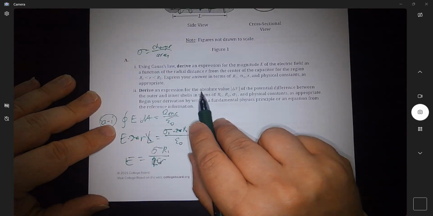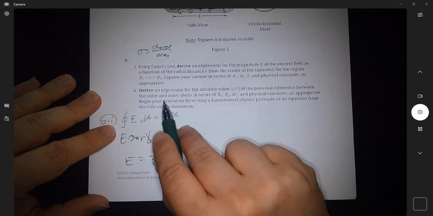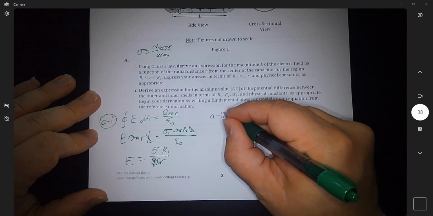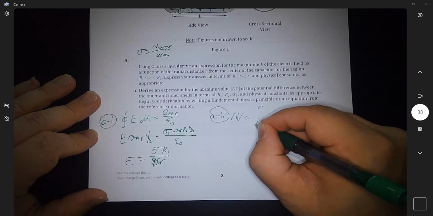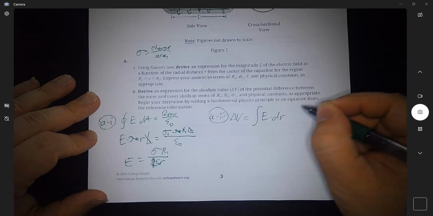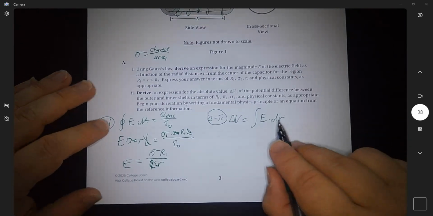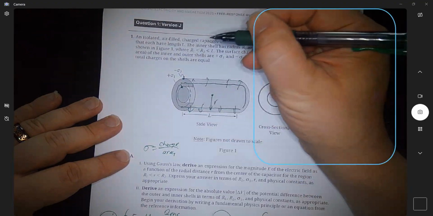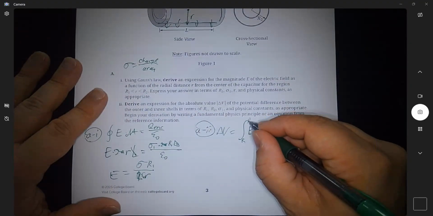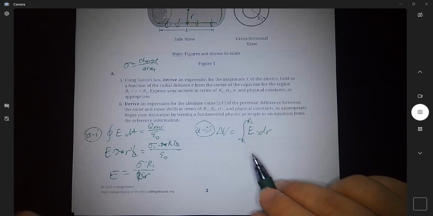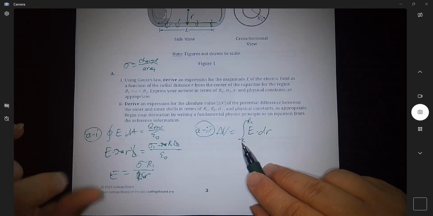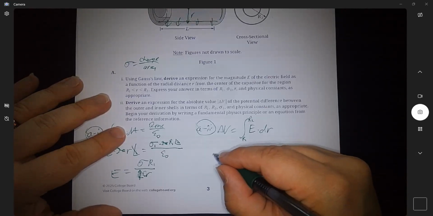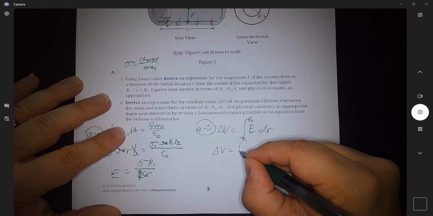Okay, derive an expression for the absolute value delta V of the potential difference between the outer and inner shells. Okay, so what we're going to say here is delta V is integral E dot dr. Exactly. Now, I'm going to go from the inner to the outer, so we're going to go from R1 to R2. There's some negative sign in there, but I know that if I integrate from the positive to the negative, then I don't need the negative sign. Okay, so it's going to work out. Don't worry about it.